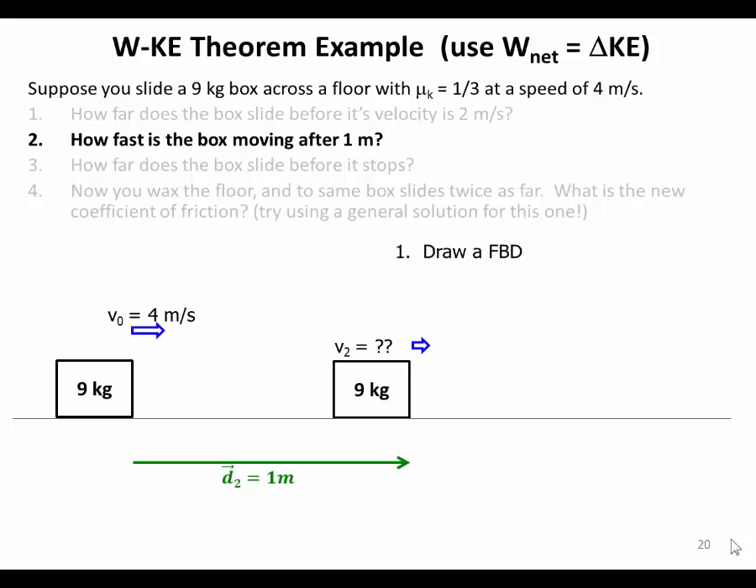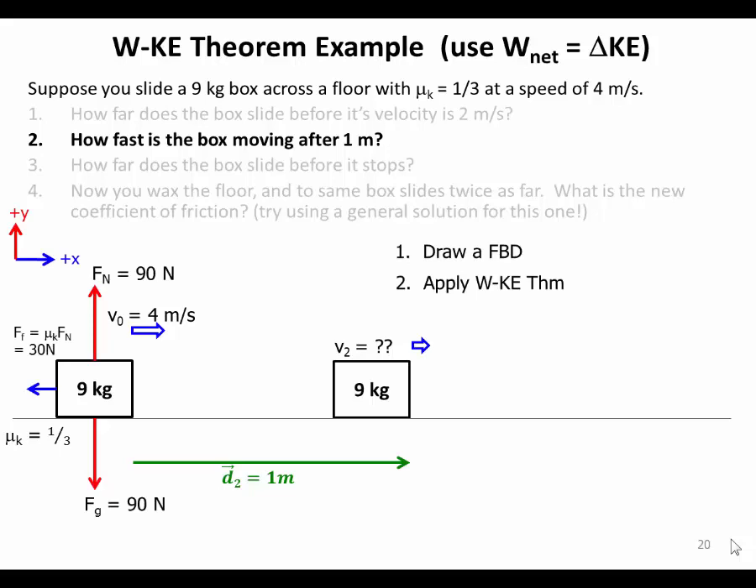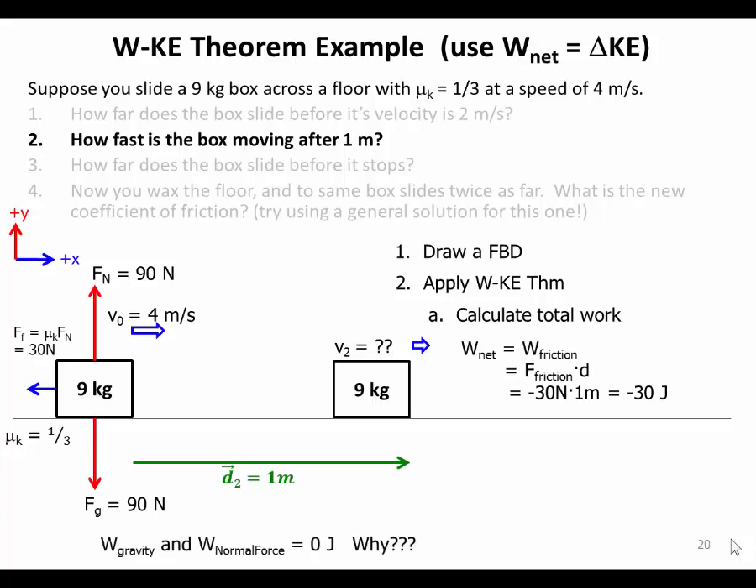And the first thing, once again, let's draw a free body diagram so we can see our forces that we're going to use to calculate work. So there's our free body diagram, same as before. And we're going to apply the work-kinetic energy theorem, calculate the total work. There's only one force acting in the same direction. That's the force due to friction. This time we know the distance, and so we know it's negative 30 joules of work done by friction, none done by gravity or the normal force, because they're perpendicular to the motion.